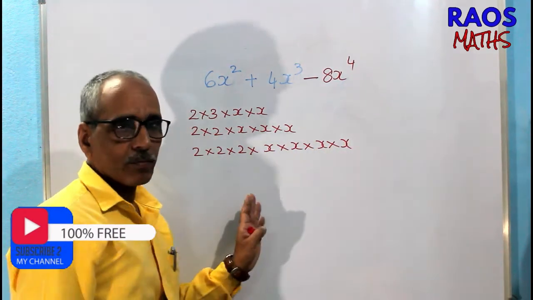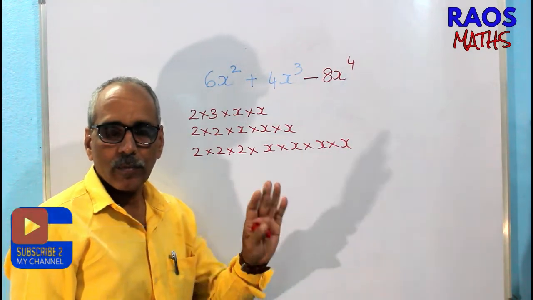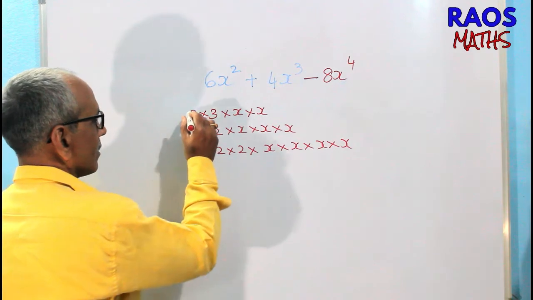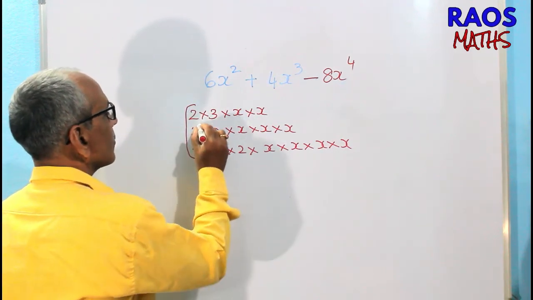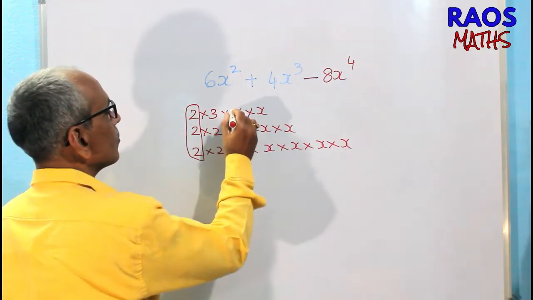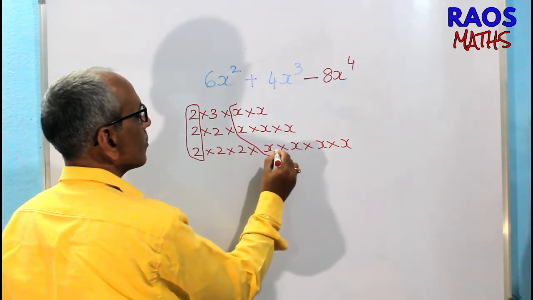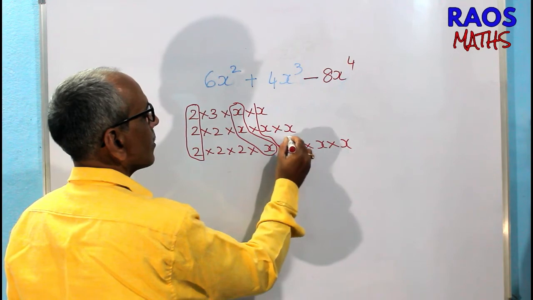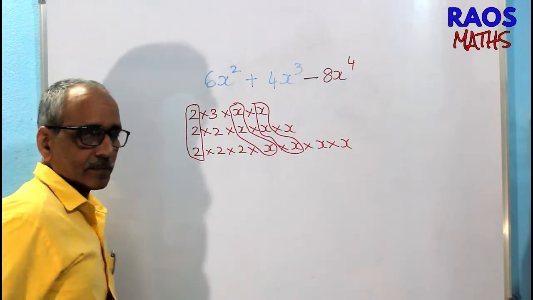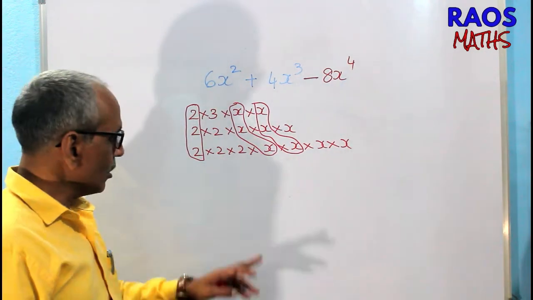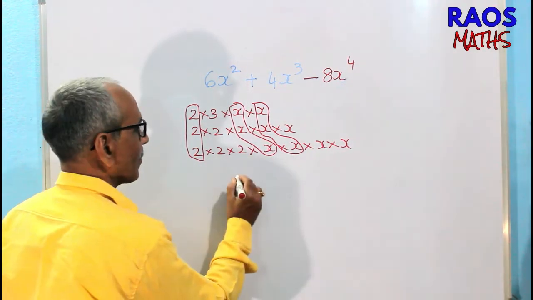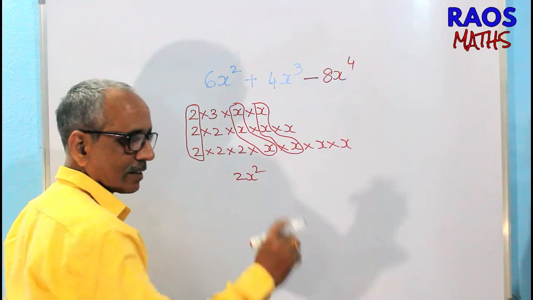Of course, we will not expand. To make you understand, I am expanding each of the terms in the trinomial. Now, common factors. 2, x, x, these are the common. What is the common? 2x x, that is 2x square. So 2x square is the common.